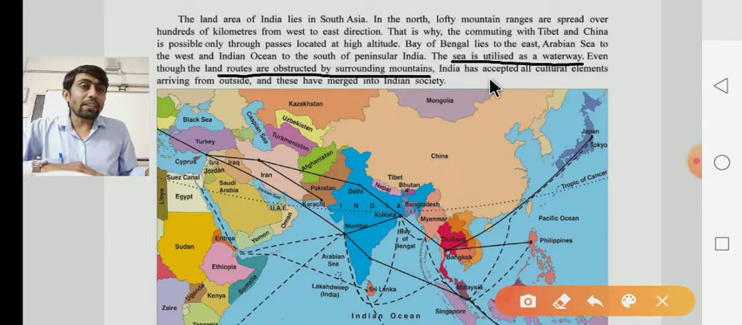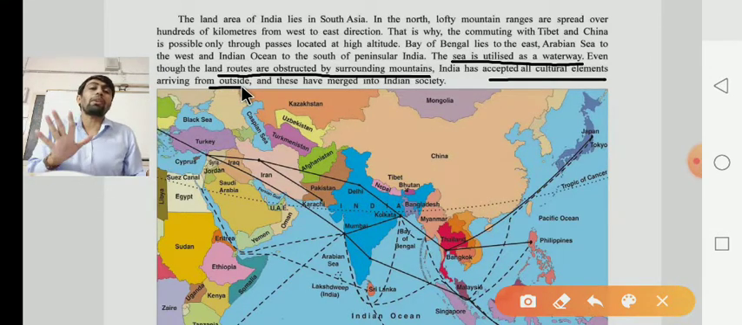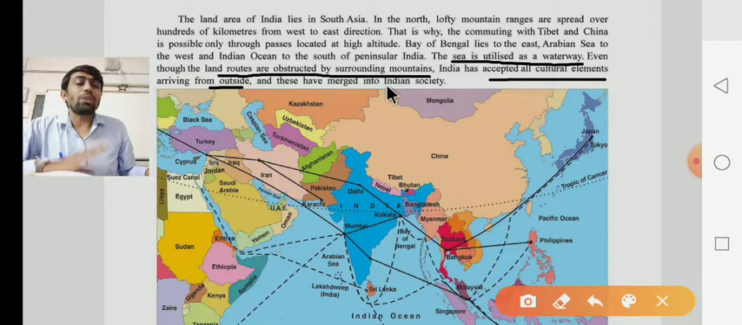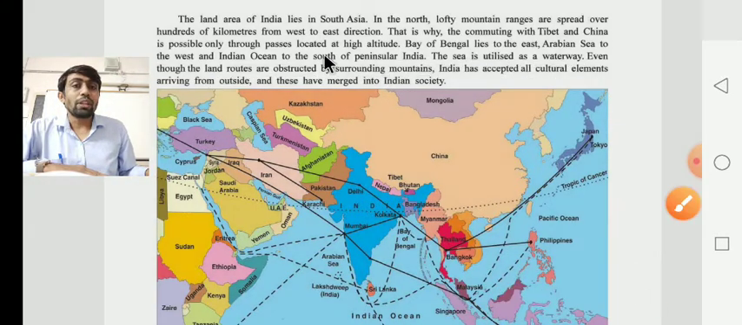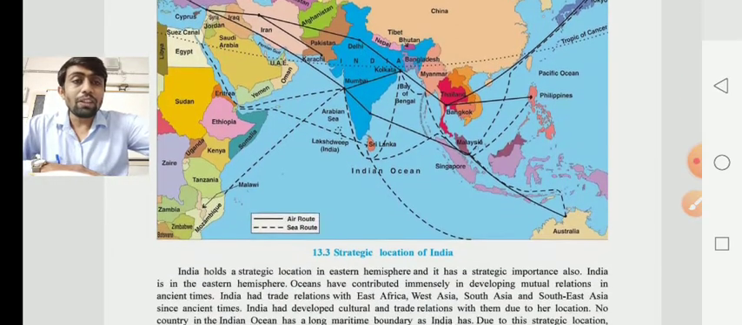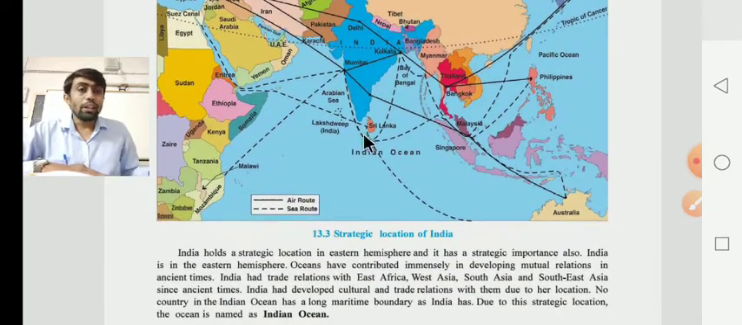India has accepted all the cultural elements arriving from outsiders. It means India was accepting the whole culture. It means the people who came from outside of India, after they came to live in India, we all accepted those people, and they merged into Indian society. The people who came from outside of India, as well as their culture, also merged into Indian society. In the same way, this is the strategic location of India.